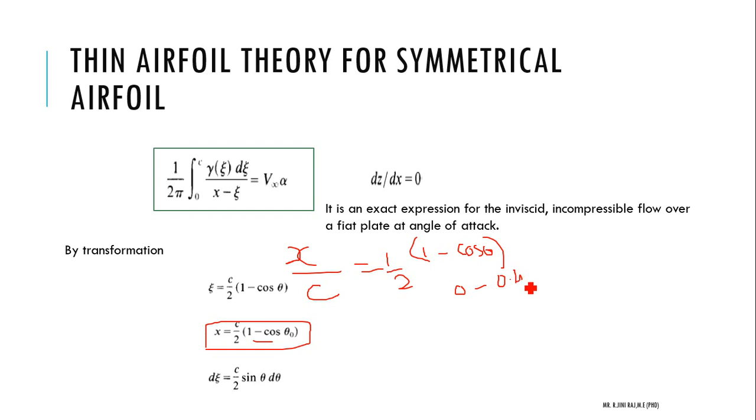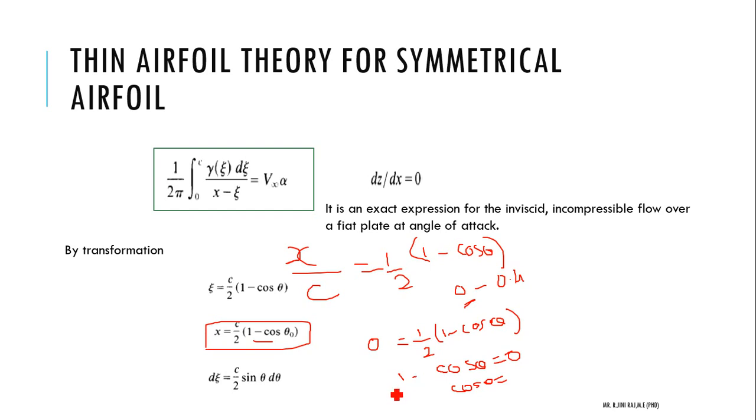So first we take 0. By substituting x by c equal to 0, we get 0 equal to 1 by 2 into 1 minus cos theta. Cross multiplying the 2, it becomes 0. So 1 minus cos theta equal to 0, so cos theta equal to... cos theta will become what?